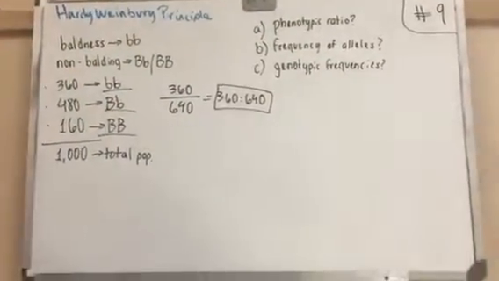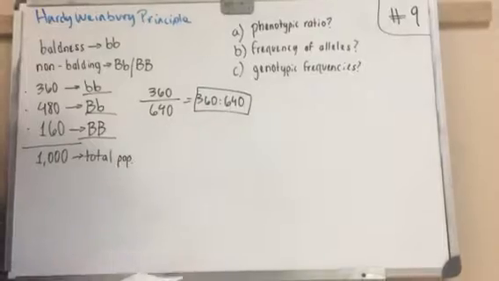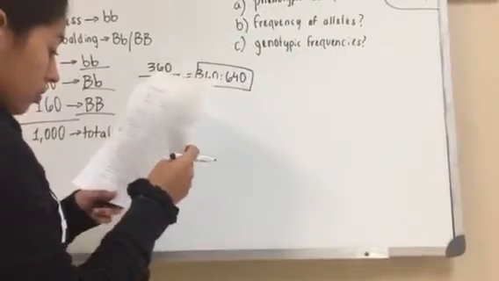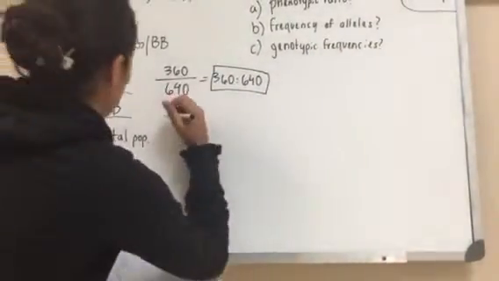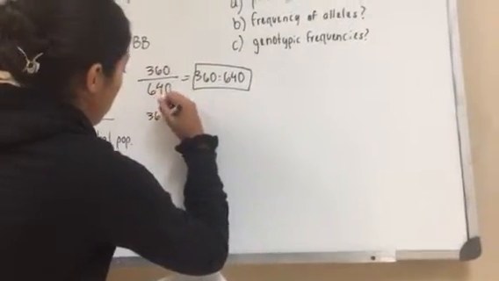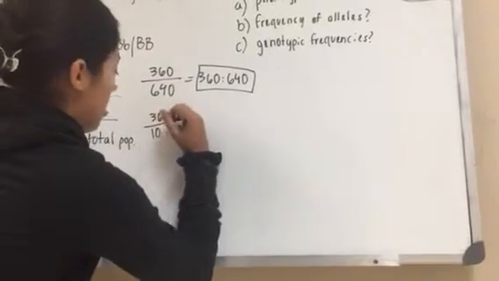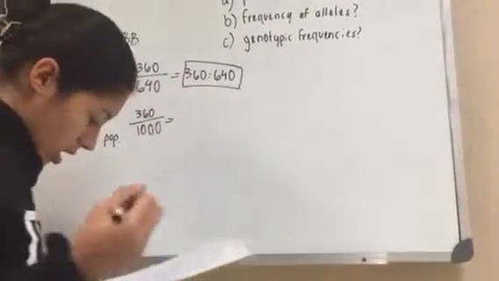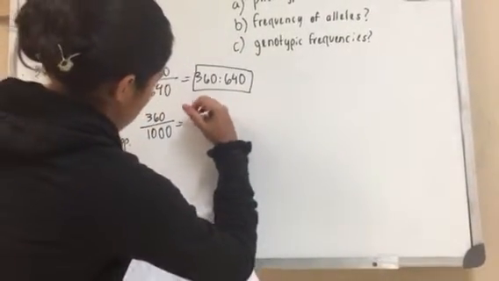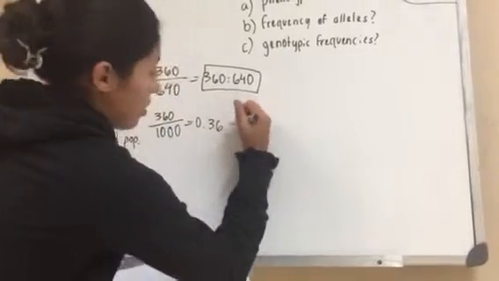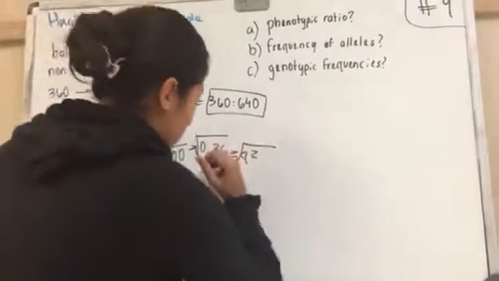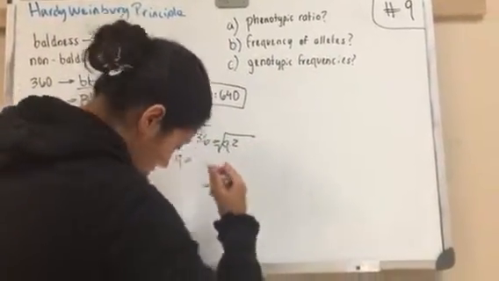The frequency of alleles, which are big B and little b, can be calculated with the formula P plus Q. So first, we need to find Q, which is 360. So what we're going to do is 360 out of 1,000, and that's going to give you 0.36. From 0.36, we know that this is Q squared. So we're going to take the square root on both sides. Q is equal to 0.6.